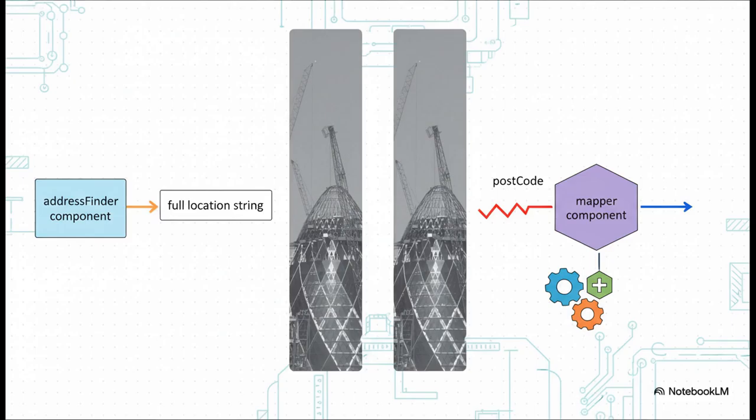On the left, we have an address finder component. It's great. You give it a name, it gives you back a full location string. On the right, we have a mapper component. Its job is to put a pin on a map, but to do that, it needs a specific postcode as its input. You see the issue, right? One component is providing a whole sentence, and the other one just wants a zip code. Conceptually, they should work together, but technically, they're speaking different languages.